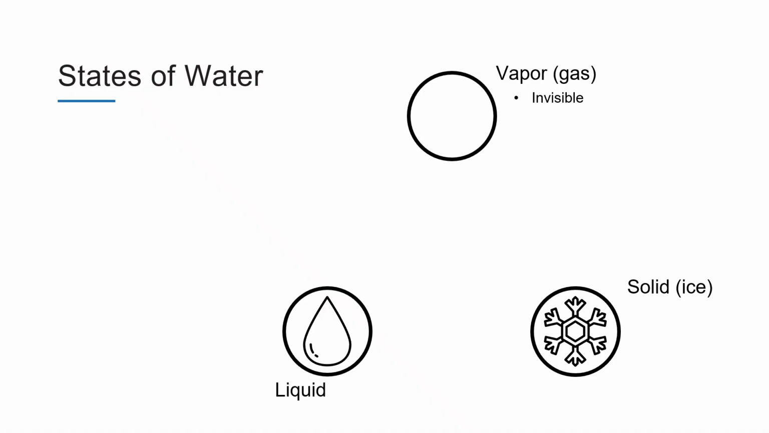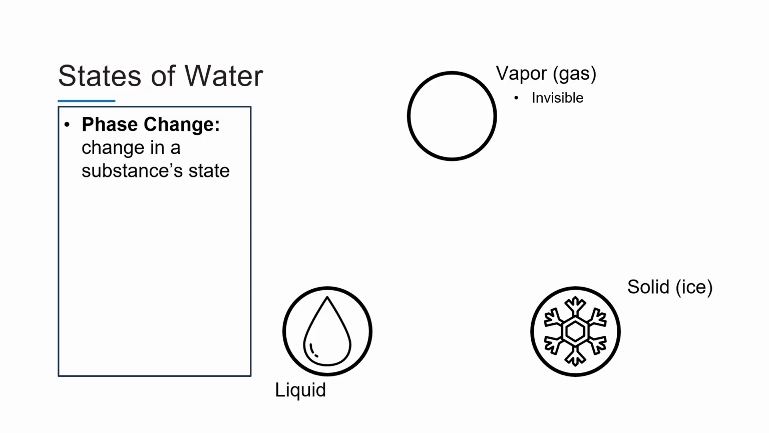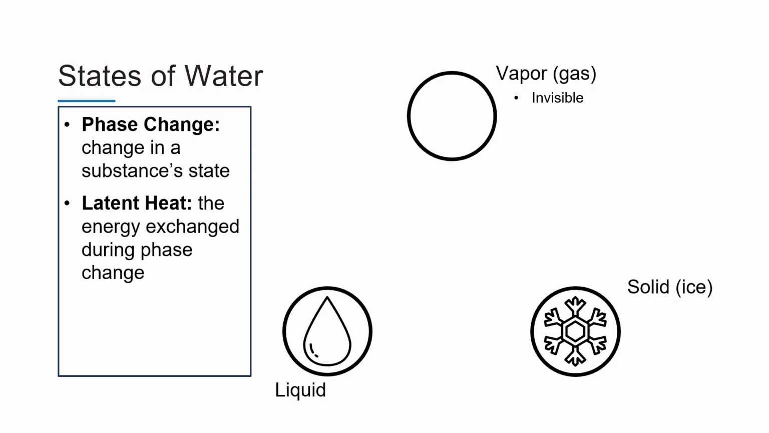Water can move between these states through what is called phase change. And this is a process that exchanges energy, called latent heat, between water and the atmosphere. So when water is heated up into a higher state, energy is absorbed into it, which leaves the atmosphere cooler. And then when water is cooled down into a lower state, energy is released from it, which leaves the atmosphere warmer.